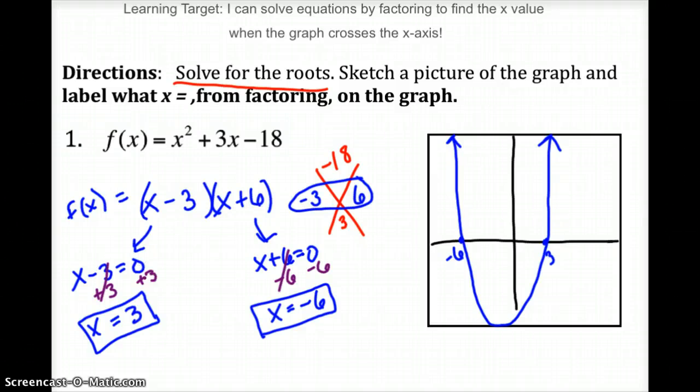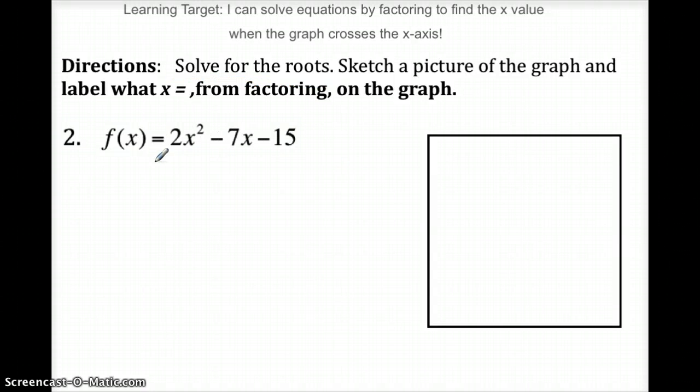So let's try another one. This time we're going to use a different factoring method. Because of that 2 there, we have to divide and slide. So remember the first step was to do the first number times the last number. Okay, we want to multiply those guys. And in our next line, we actually drop that 2. Okay, so 2 times negative 15, negative 30.